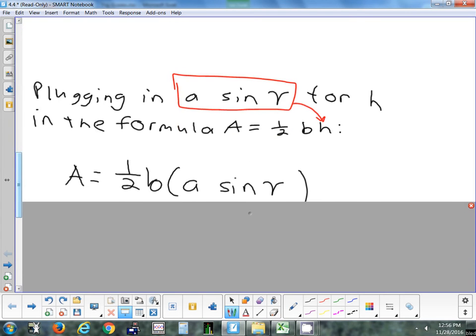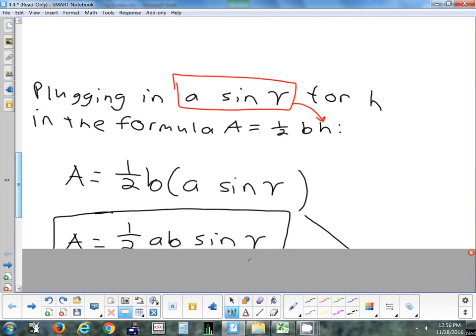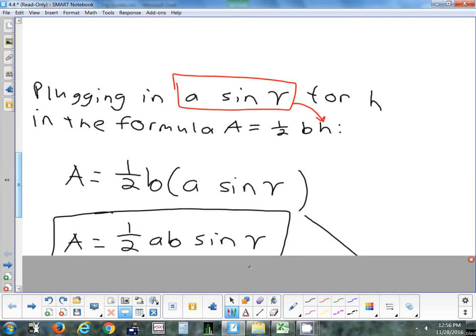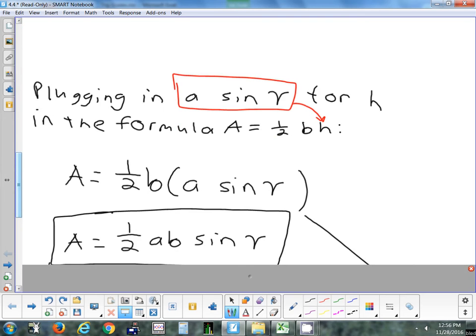So you can write the formula that way, that's fine, but a lot of times in the book they put it in alphabetical order. So instead of writing 1/2 B times A, they write 1/2 A times B. It doesn't matter. It's the same thing. And there's a version of this formula that you can use with any two sides.